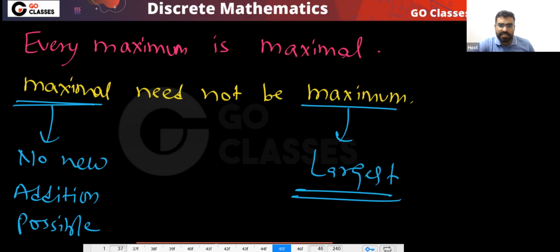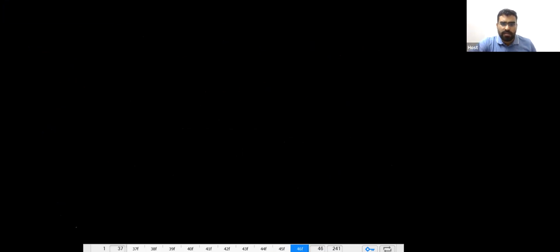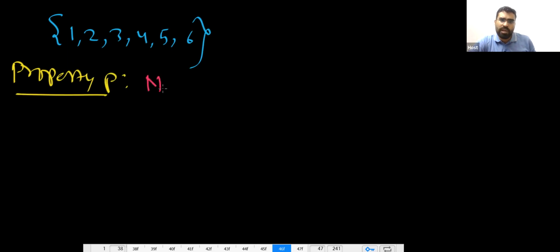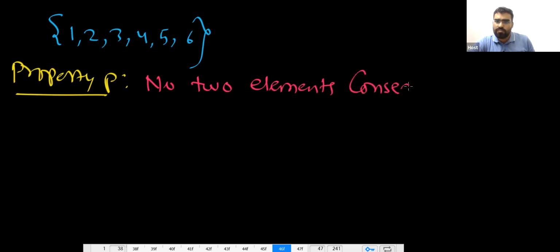Can I say maximum should be unique? For example, consider this set: 1, 2, 3, 4, 5, 6. The property P is the same: no two elements consecutive. So tell me, is maximum unique?